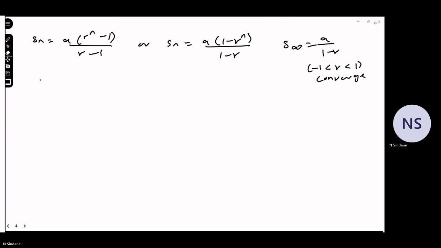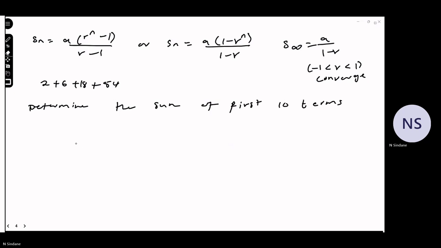An example: 2 plus 6 plus 18 plus 54. Determine the sum of the first 10 terms. So in this case, we're looking for Sn.